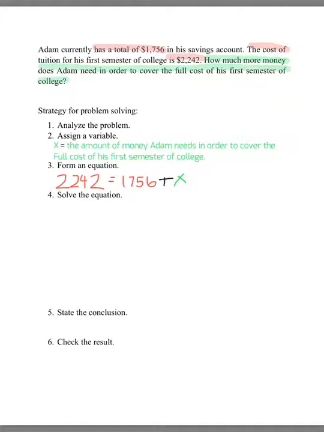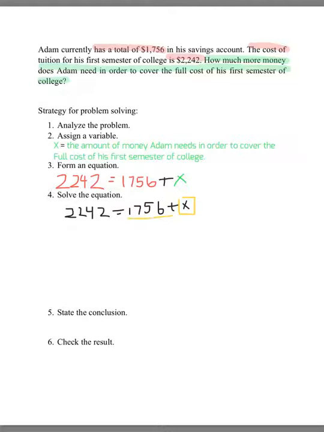Again, remember, when solving the equation, you always want to start off with the original problem. So $2,242 is equal to $1,756 plus x, the original equation found in step 3. Now the goal here is to get the x variable by itself. Currently it is on the right hand side of the equation, and we are adding 1,756 to it.